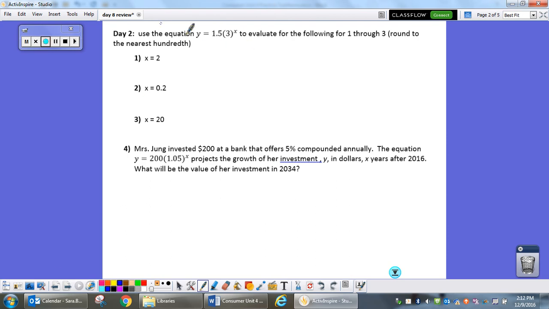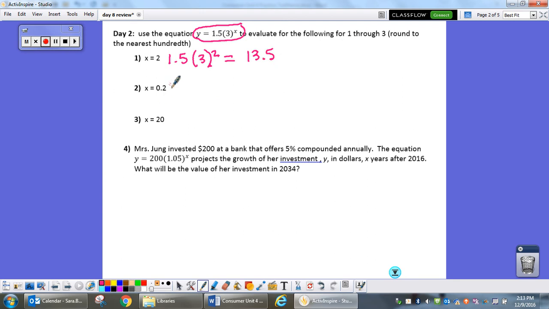Day 2 is when we just evaluated our exponential equations. So here's our equation. All we do is substitute x in for x. So if x is 2, you're going to substitute 2 in for x. So 1.5 times 3 squared. You put that in on your calculator. You do a happy, happy, joy, joy. And you get 13.5. We don't need to round that because it's already a nice number.